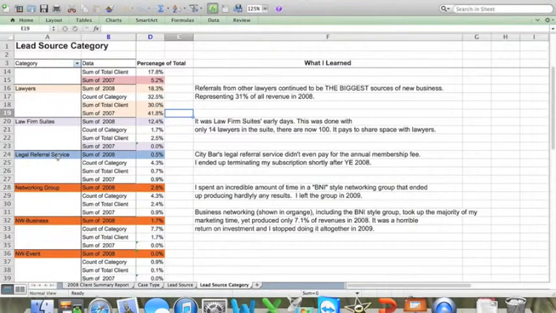We'll get into networking in a second, but before that, I want to talk about the legal referral service. We were members of the legal referral service at the city bar. Honestly, it generated so little in the form of revenue that I ended up terminating the subscription shortly after 2008. It didn't even pay for the membership fee and the amount of administration time it took to continue to be a member. So it really just didn't pay to stay involved.